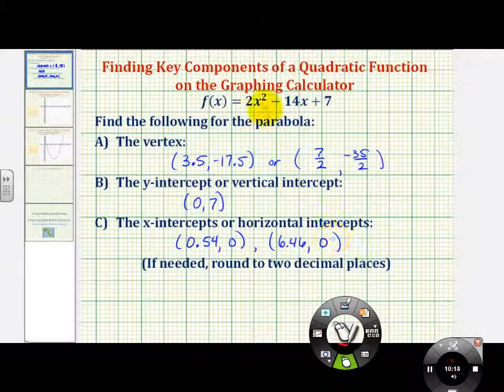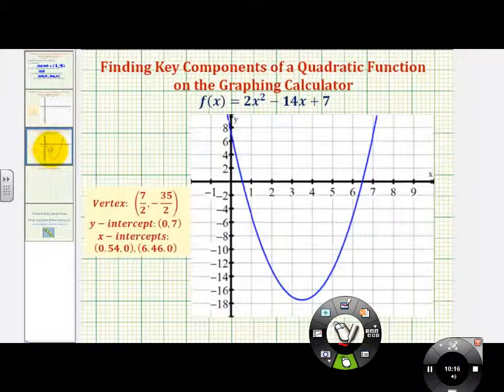Before we go, let's take a look at this graph again. Here's a graph of our quadratic function. Here's the vertex that we found.